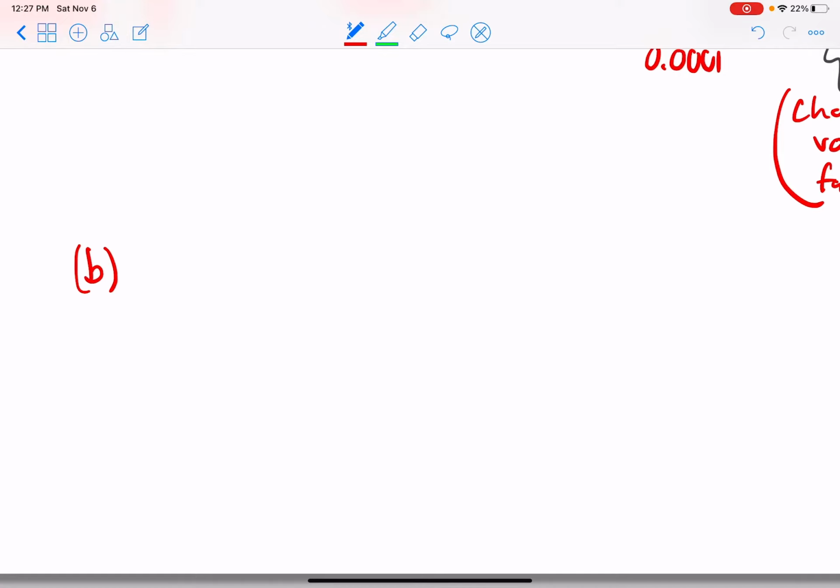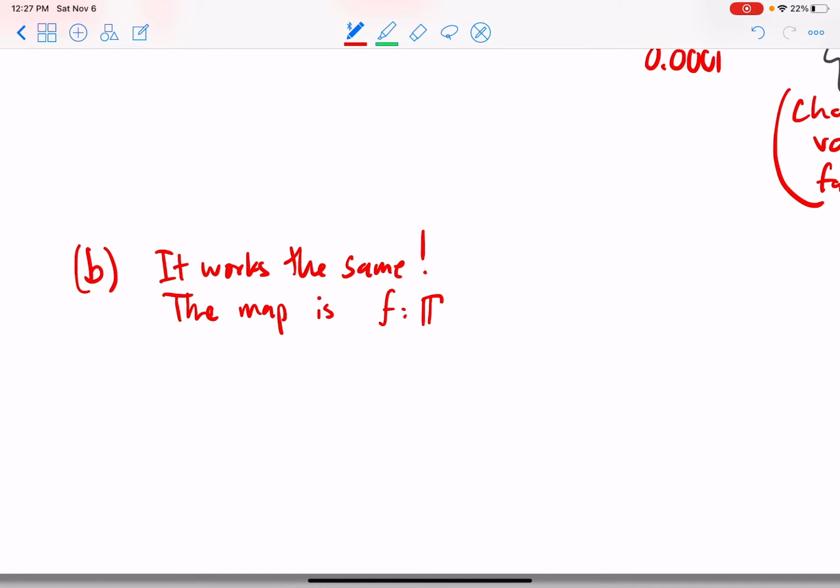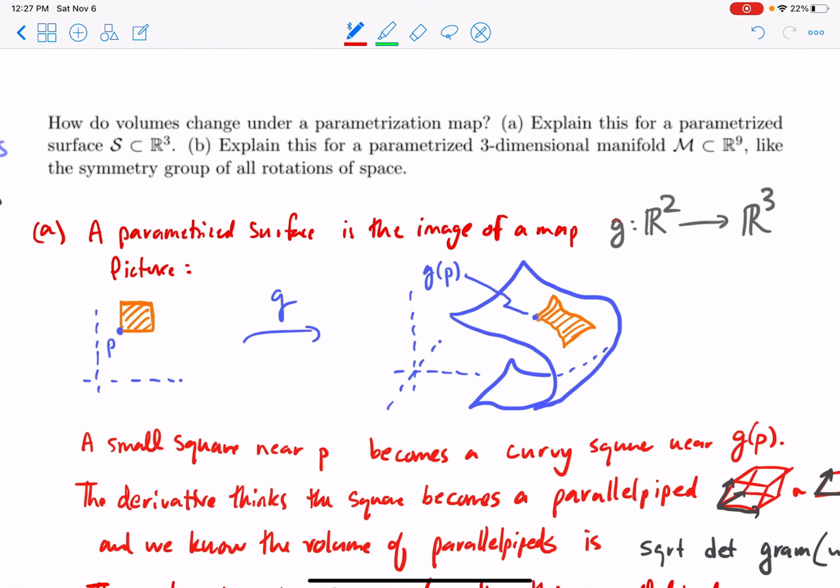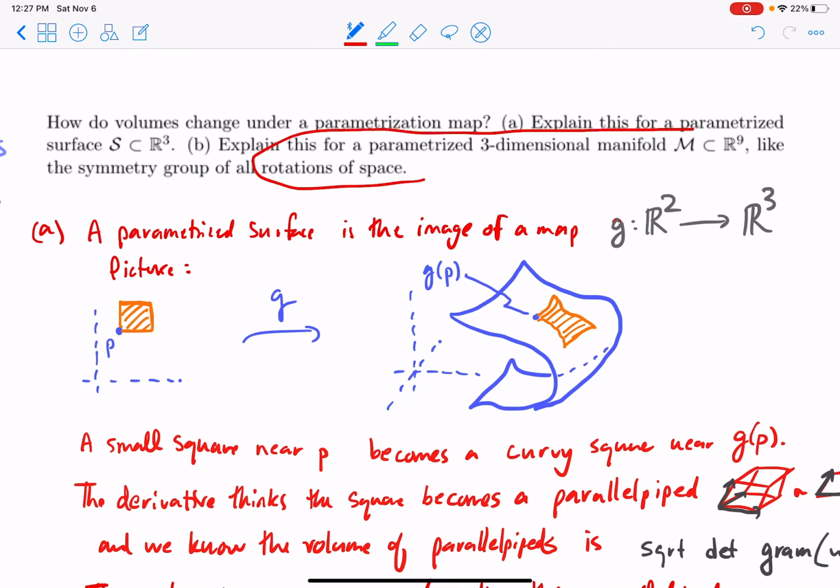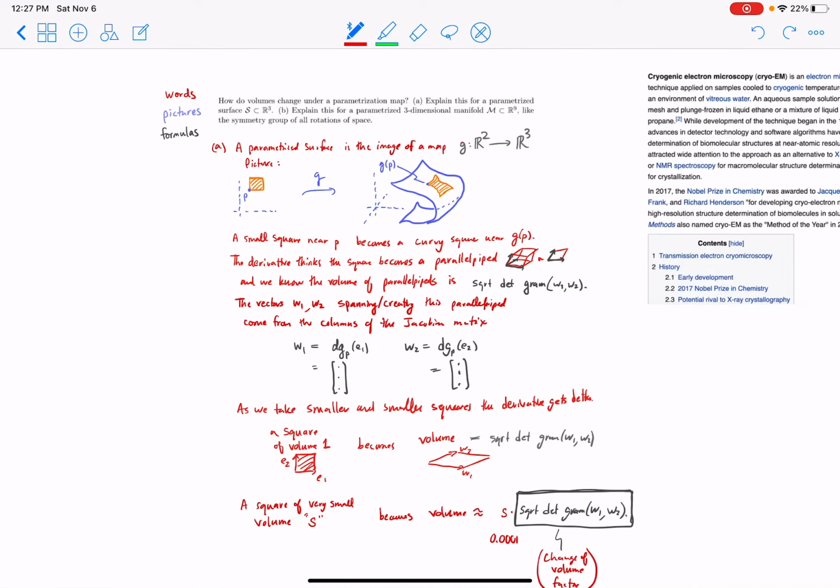It works the same. The map is, well, it's a 3-dimensional object, but living inside of 9-dimensional space. Right, what did I ask? I asked, explain for a parameterized 3-manifold inside of R9.